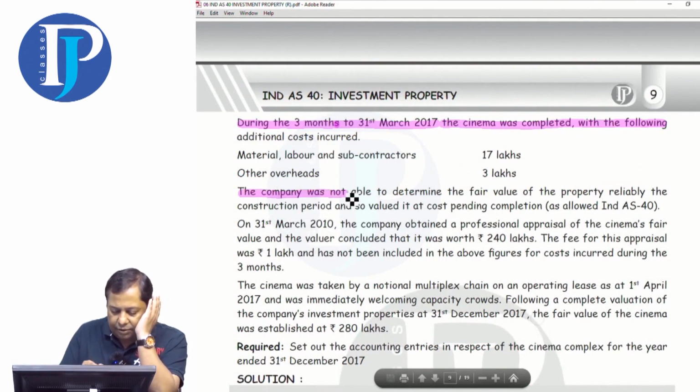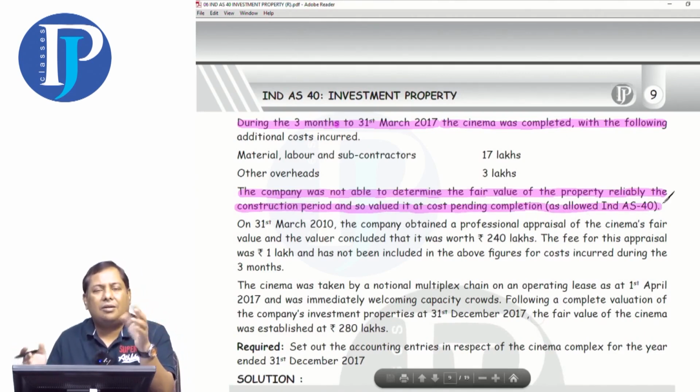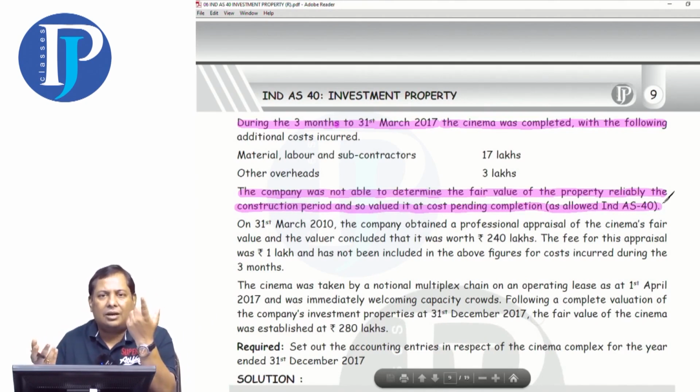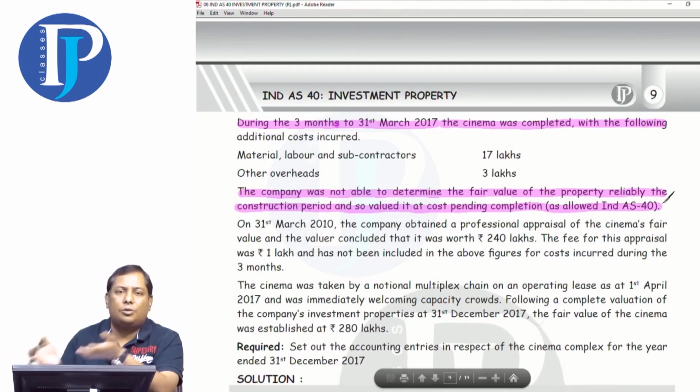further says that the company was not able to determine the fair value of the property reliably during the construction period, and so valued it at cost, pending completion. Such a story about constructing a theatre, but the theatre was not completed, so it could not determine its fair value. What's the use of fair value? It can only be reflected in notes and not in books.